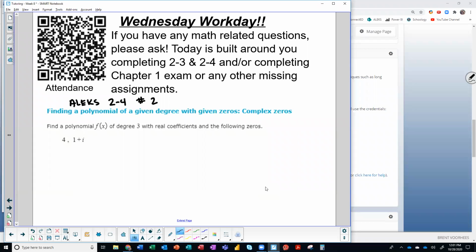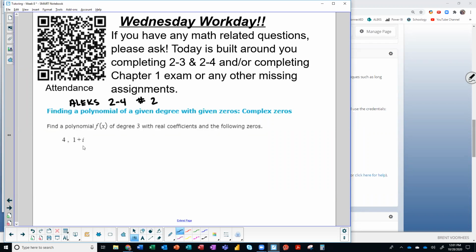All right, let's take a look at ALEKS lesson 2.4, number 2. It says find a polynomial f of x, a polynomial function, that's what that means right there, of degree 3 with real coefficients and the following zeros. And it just has two zeros listed, 4 and 1 plus i.